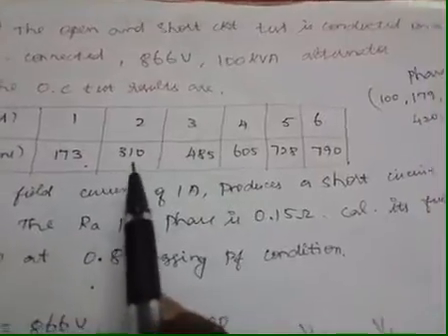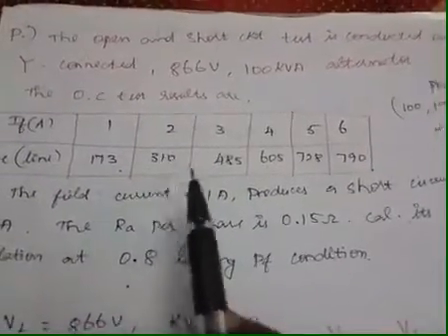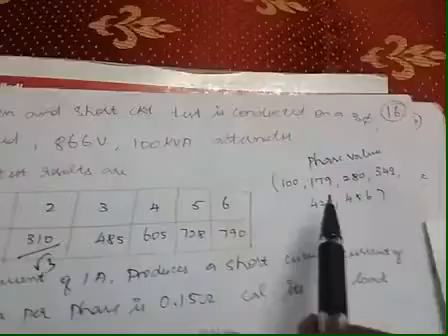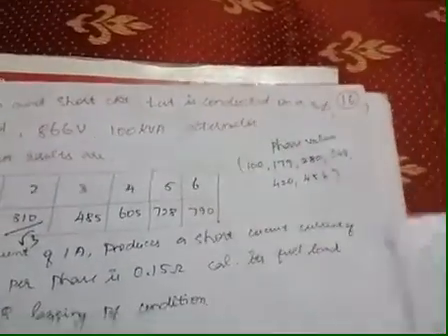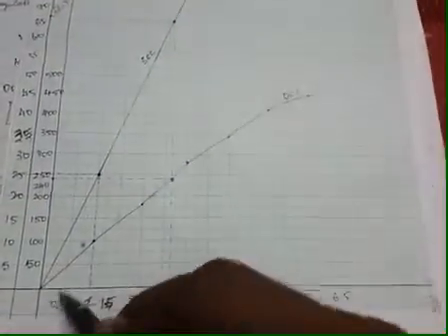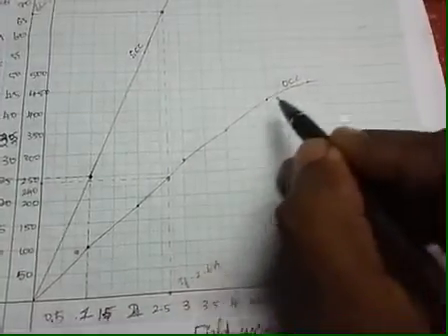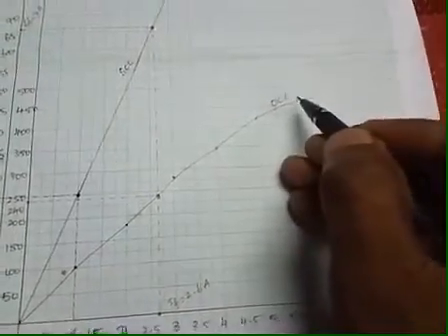And next, 310 is the line value. Change it into phase value: 310 divided by root 3. Likewise, you get the phase values. Now with the help of this field current and the phase value you can draw the graph. These are all points, and with freehand you can join the points. This graph is called the open circuit characteristics.